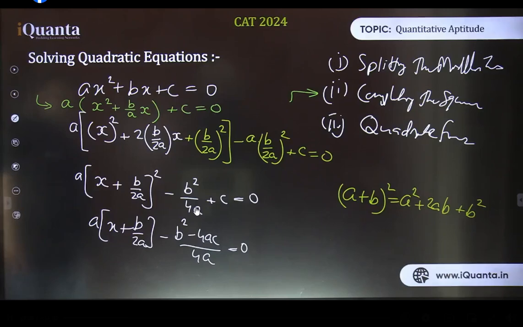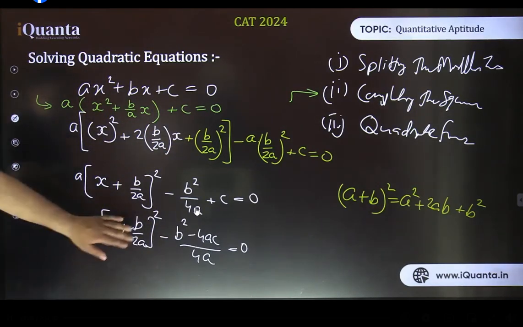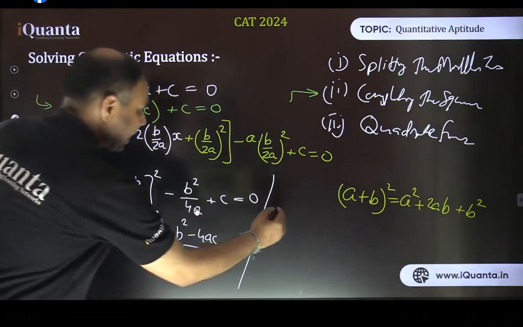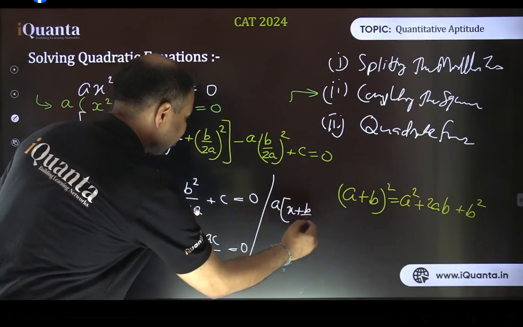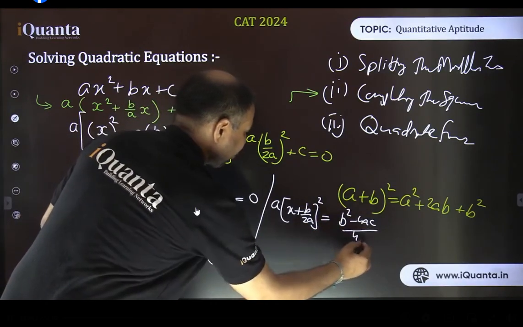I hope I have not done any error here. Fine. Now, this is the complete square part, this is a complete square term, and this is the constant term. Taking it on the other side, we can simplify it easily. So it becomes a times (x plus b by 2a) whole square equals b square minus 4ac upon 4a.